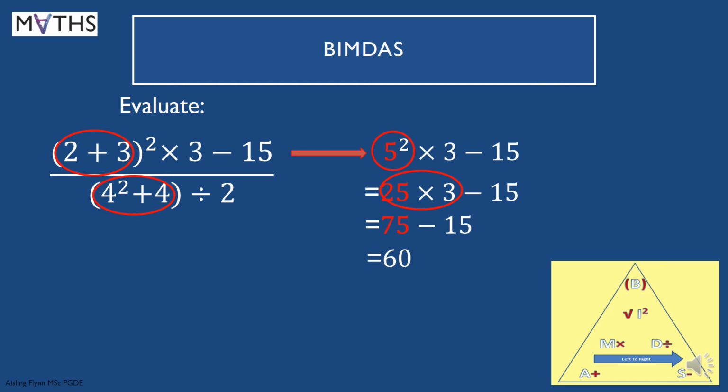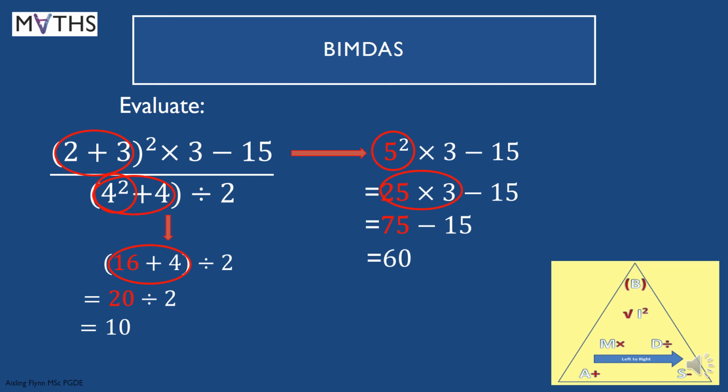So again, we have a bracket. We'll work with that. And inside that bracket, we have an index, or index is one of them. So 4 to the power of 2 means 4 times 4. So we get 16. 16 plus 4 is in the bracket. We'll work that out first. It's 20. And now we'll do division. 20 divided by 2 is 10. So a lot of paperwork, that's okay.